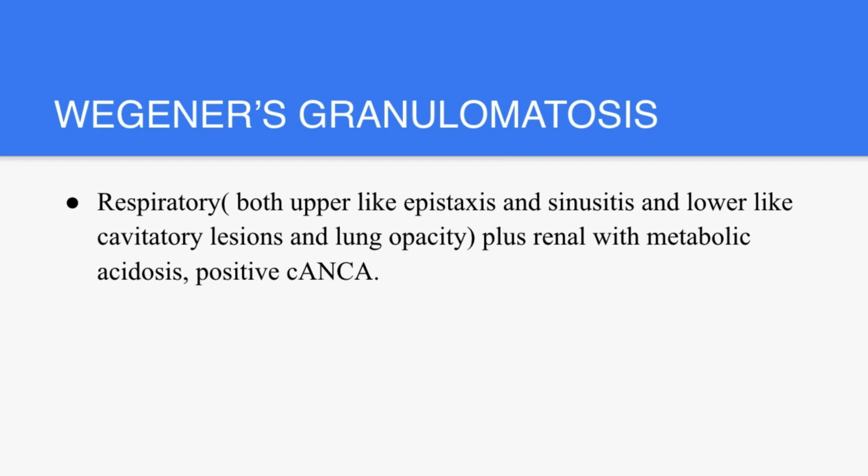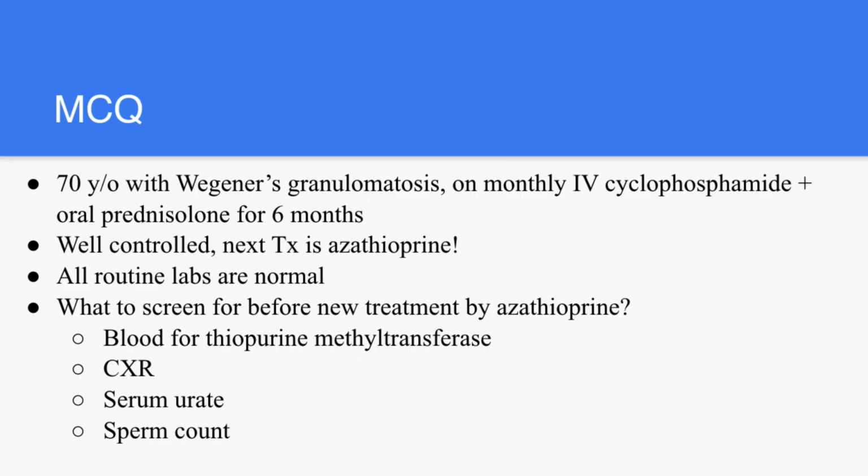So we come to the next one, 70 years old, Wegener's granulomatosis on monthly intravenous cyclophosphamide and prednisolone for the last 6 months. The patient was well controlled, all routines were normal, and they are going to start him on azathioprine. So what screening test should be done? Is it the blood level for thiopurine methyltransferase, or the chest x-ray, or serum urate, or sperm count?